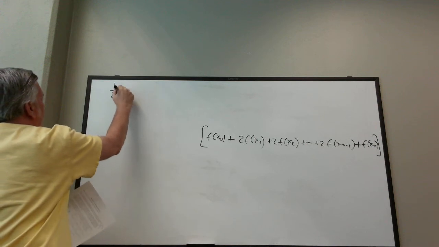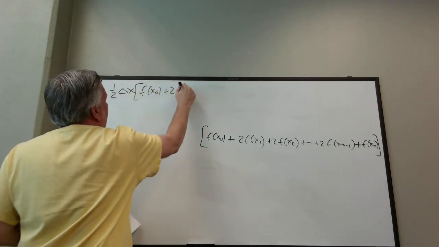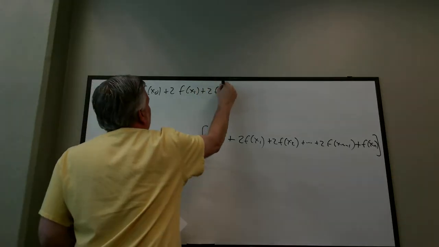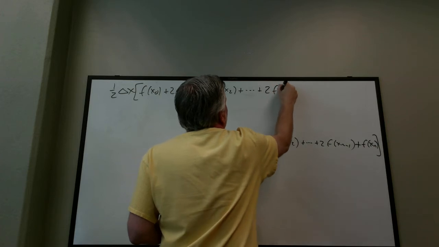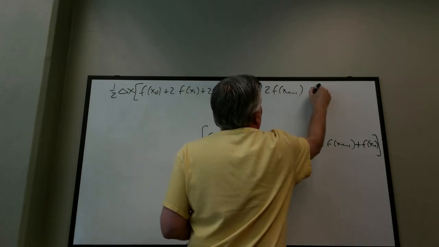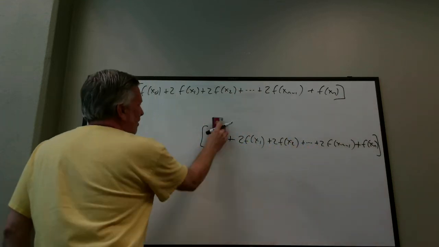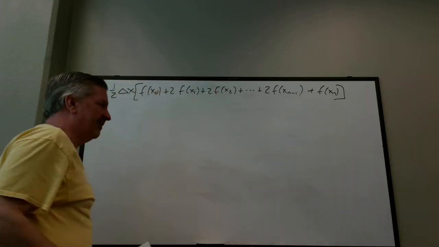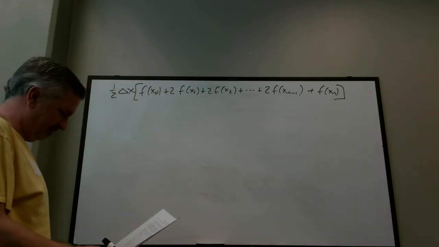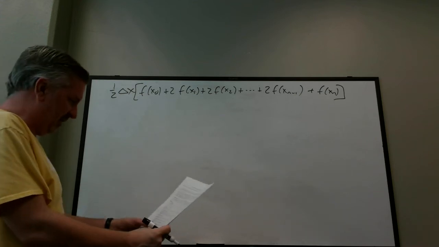So we had 1/2 delta x times f of x naught, plus 2f of x1, plus 2f of x2, plus and so on, plus 2f of x n minus 1, plus f of x n. So that's the expression I have right here. So that is the area, again, if the curve is on or above the x-axis. That's the area of the trapezoids. I'm not worried about the limit yet, but I'm down at the bottom of the page here.